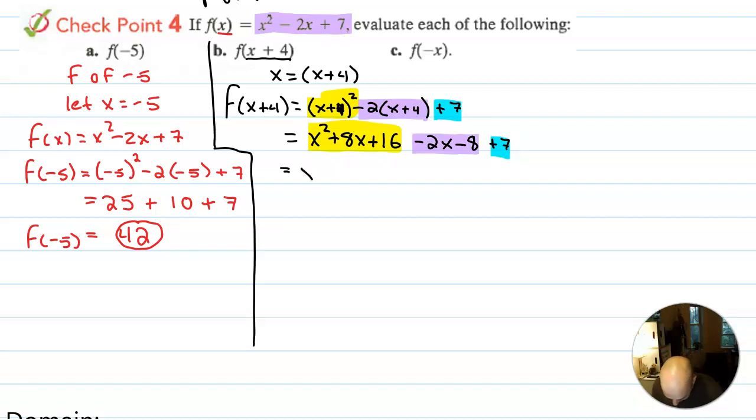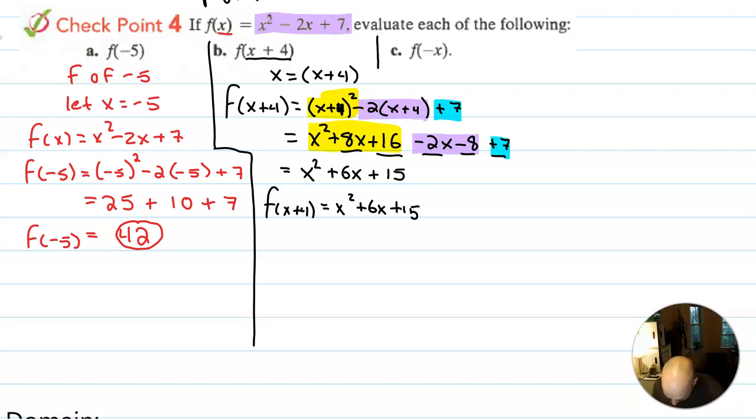Let's clean up our terms. So we have one x squared term, we have an 8 and a minus 2x, so that's going to be plus 6x, and we have a minus 8 plus 7, so that's like minus 1, then plus a 16, so that's going to be plus 15. So we're going to say that f of x plus 4 is equal to x squared plus 6x plus 15, and we're done.